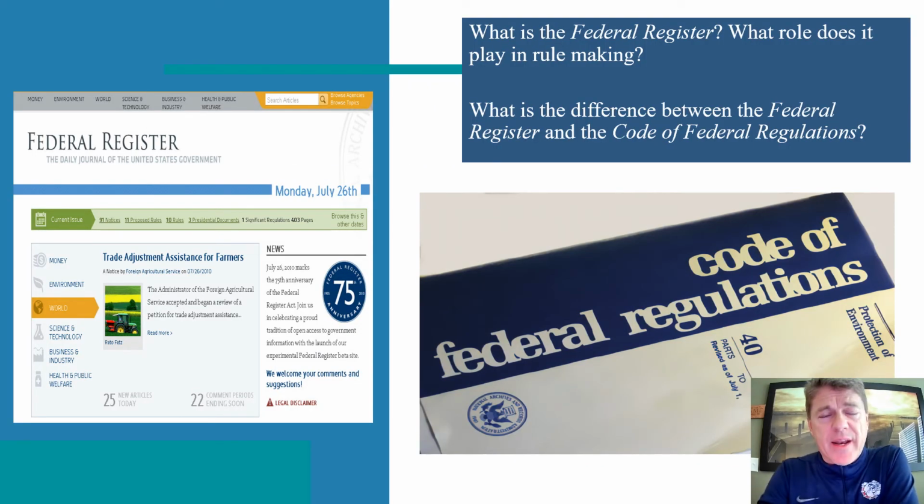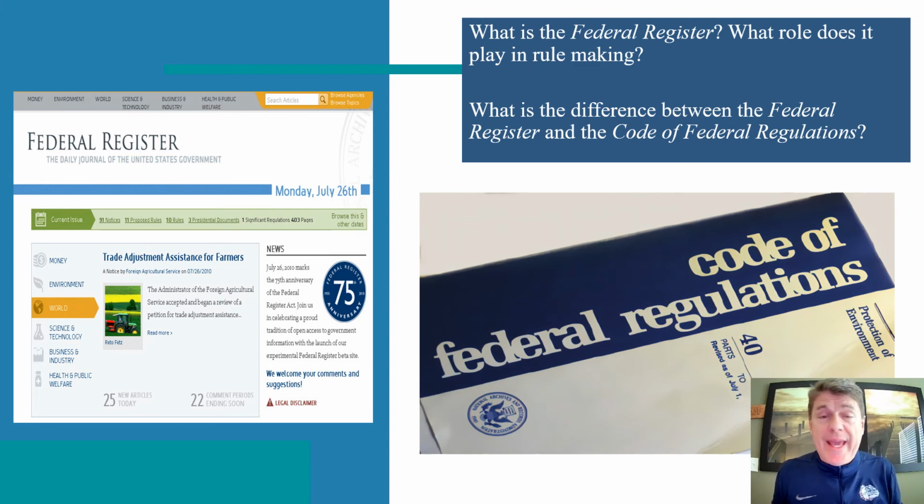The last slide that I have for this chapter, I ask, what is the Federal Register? What role does it play in rulemaking? And then what is the difference between the Federal Register and the Code of Federal Regulations? So just remember, if we're talking about the Federal Register, that's the governmental publication that notifies the world that an agency is considering a new rule.